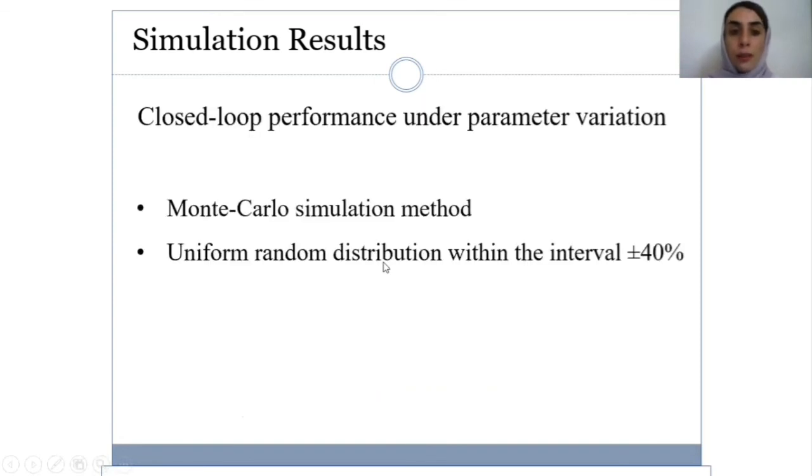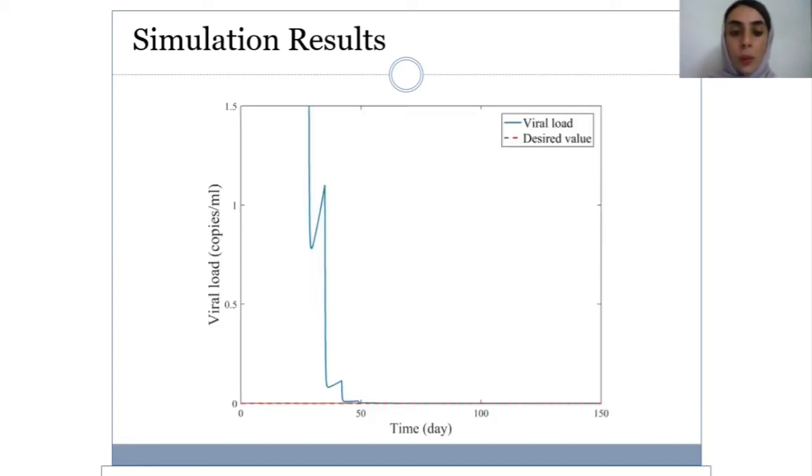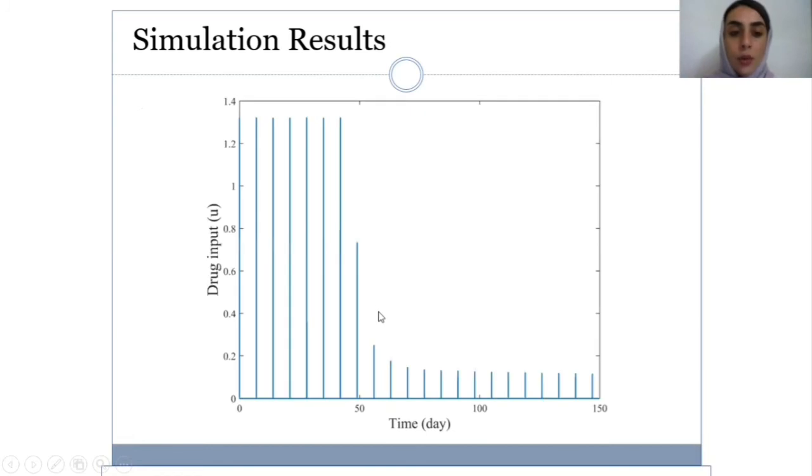Also, in order to check the closed-loop performance under other model parameters, the Monte Carlo simulation method has been utilized, and the model parameters have been varied with uniform random distribution within the interval of 40%. This figure shows the viral load variations for one set of the generated parameters, and it's clear that again the control objective has been achieved and the viral load decreased to its desired value. And finally, this figure shows the corresponding drug input of the controller.